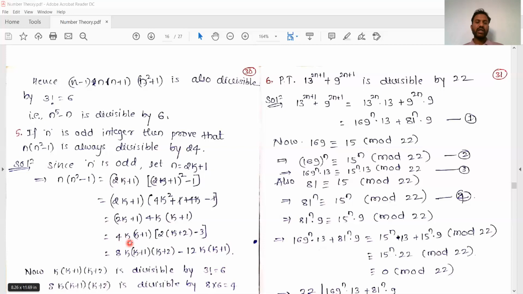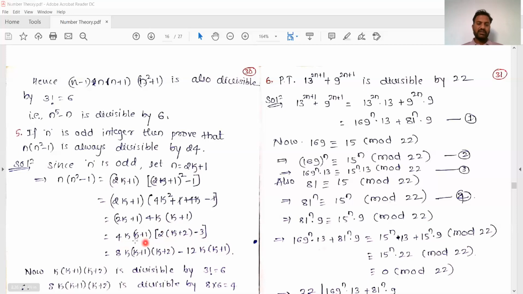So the number is 4k(k + 1) into (2k + 1). See, how will we adjust it? Take 2 as common: 2(k + 2) is 2k + 4, but we have 2k + 1 here, so we take 4 minus 3, since 4 − 3 is 1. So therefore we are getting this number as a product again. So we can write n(n² − 1) = 4k(k + 1) × (2(k + 2) − 3).